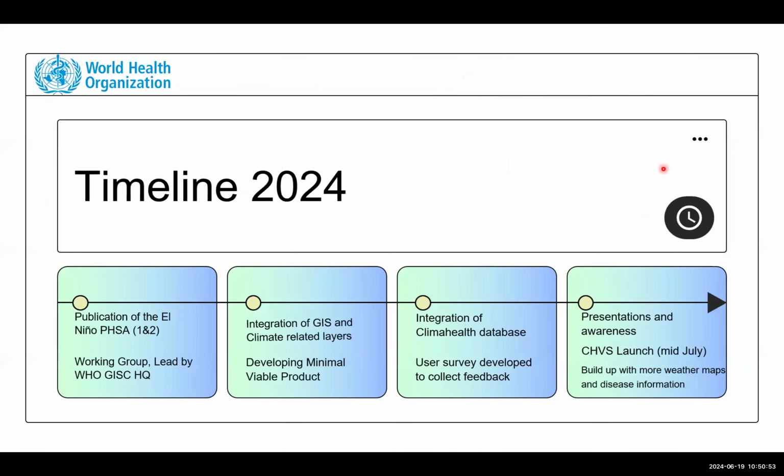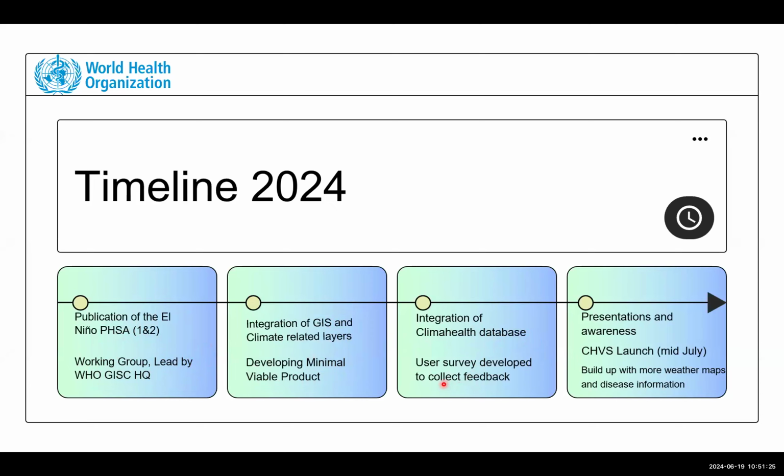So in terms of timeline of the platform, we have, of course, set up the working group led by the WHO GIS Center for Health. We have integrated all the GIS and climate-related layers. The stage we're at right now is the minimum viable product, which is left with a few things before it's deployed. We are now also working with the climate health team to integrate their database, just to pull in using API into the platform.